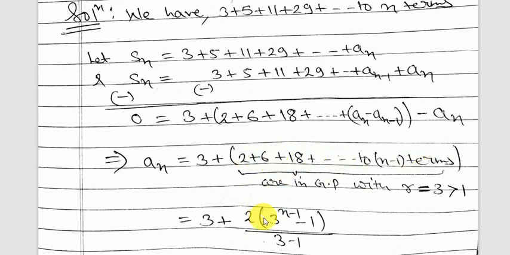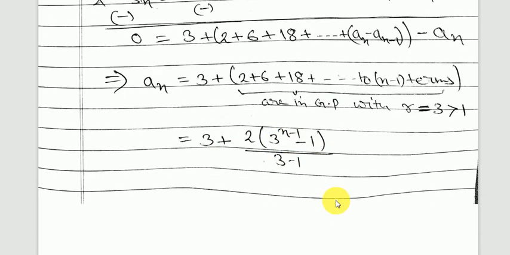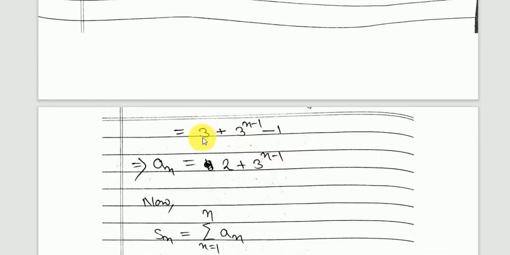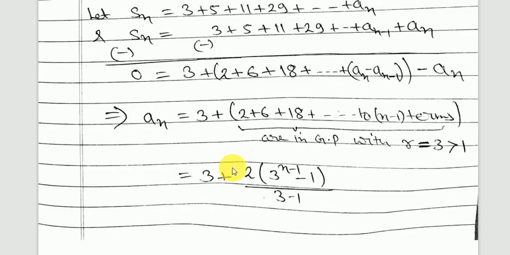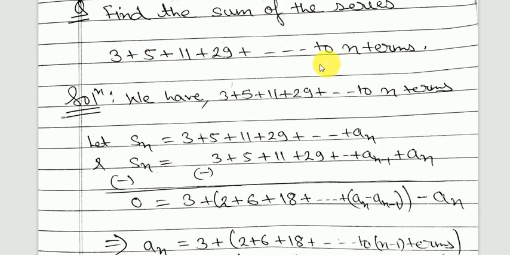So we get the first term 2 into, in bracket, 3 to the power of however many terms there are, so 3 to the power n minus 1, upon 3 minus 1. So simplify this, and there you get an equal to 3 plus 3 to the power n minus 1 minus 1, that means 2 plus 3 to the power n minus 1. So this is the rule by which each term of this series is written. Getting it?